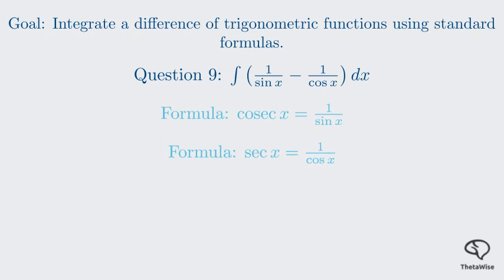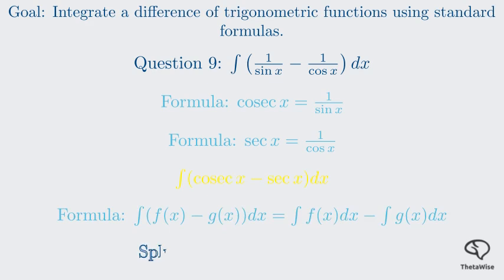We can substitute these definitions directly into our integral. This will make the expression much cleaner. The integral now becomes the integral of cosecant x minus secant x. This is the first step of simplification. Now we have an integral involving the difference of two functions. We can use the property that the integral of a difference is the difference of the integrals. This means we can rewrite our expression as the integral of cosecant x minus the integral of secant x. This breaks the problem down into two parts that we can solve separately.